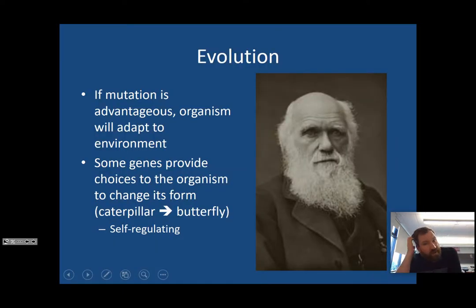You have changes in our genetic code that will eventually lead to different species becoming present based off of, one, their isolation, and two, their ability to adapt to their environment.